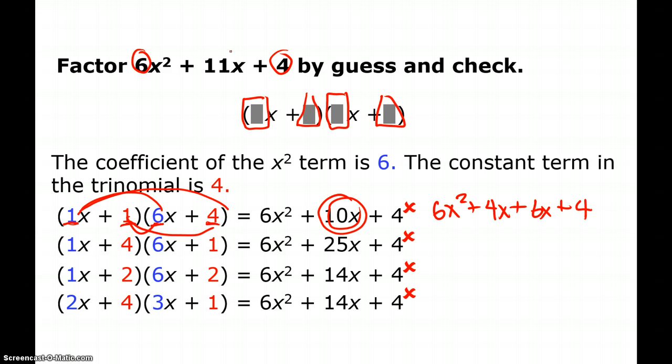By the way, if you can hear my dog sitting next to me, that's the huffing and puffing and the rattle of the chain. So we try another combination.